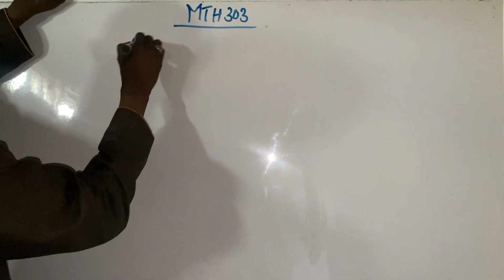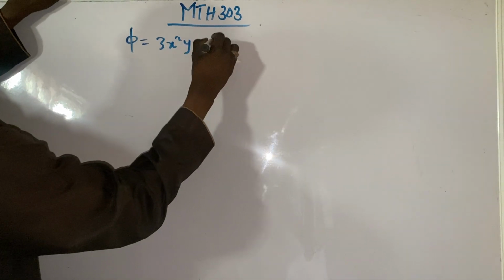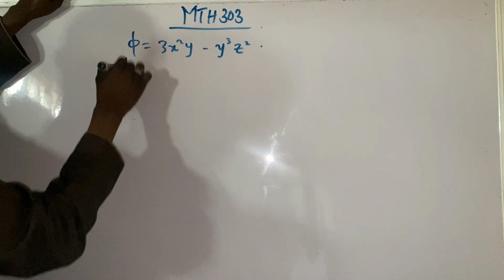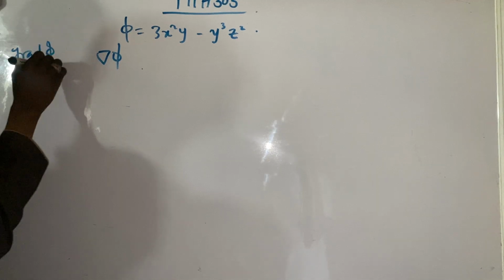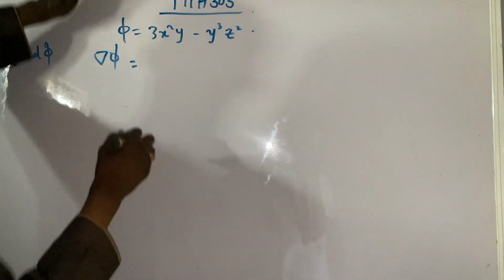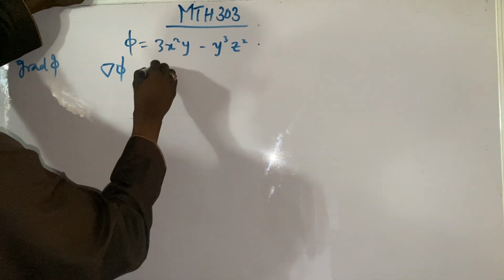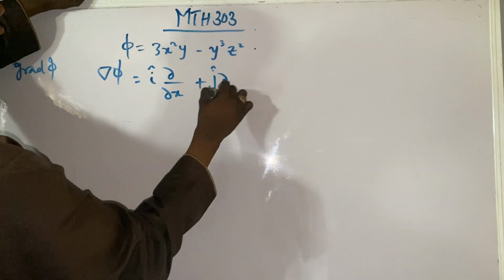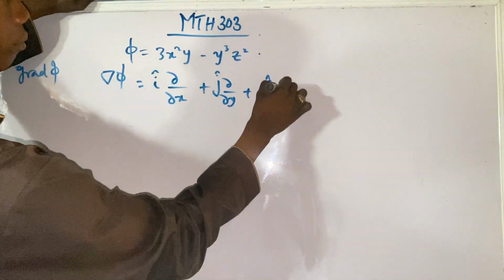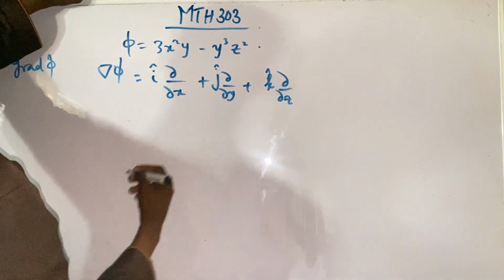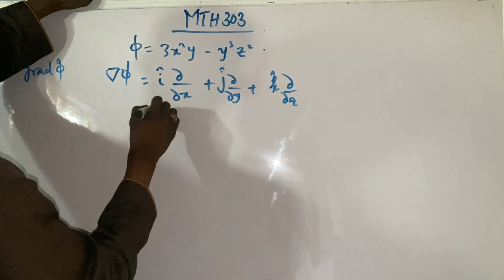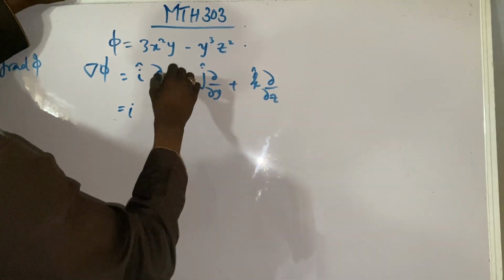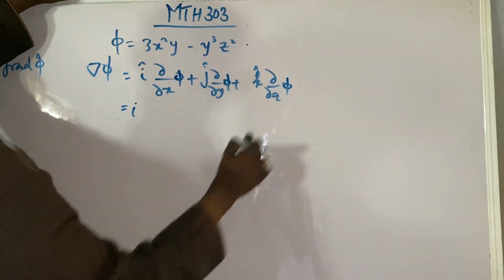Okay, let us say our phi is equal to 3x squared y minus y cubed z squared. Find del phi, that is find grad phi. That's the question here. What is the operator del? Operator del is i del x plus j del y plus k del z. So phi will be what? Everything multiplied by phi. So let's put our phi in here like this.